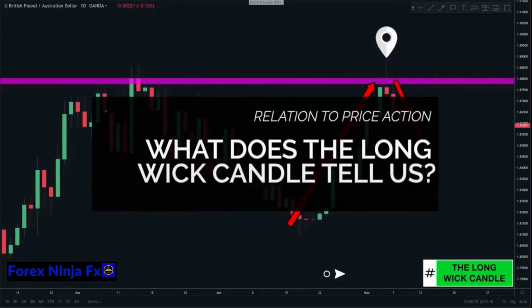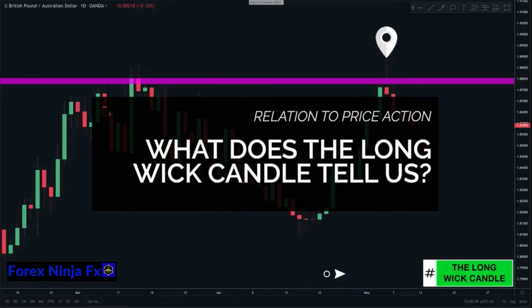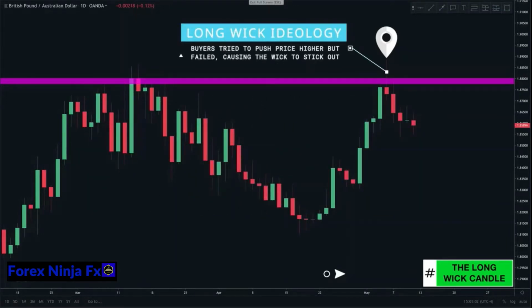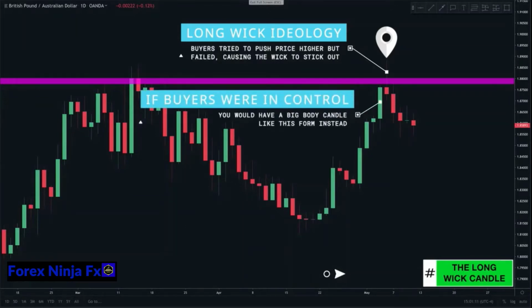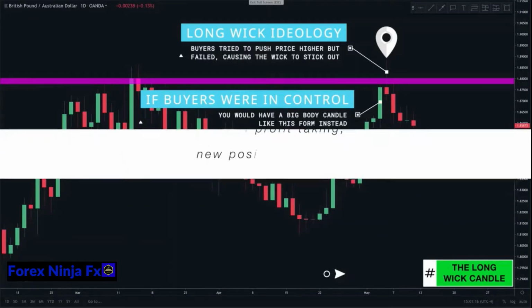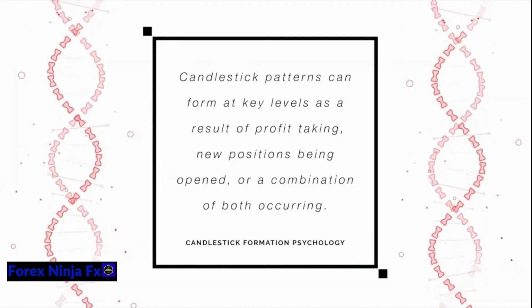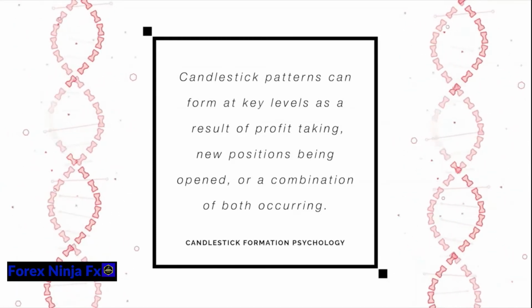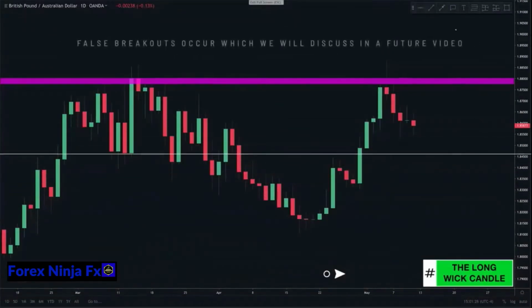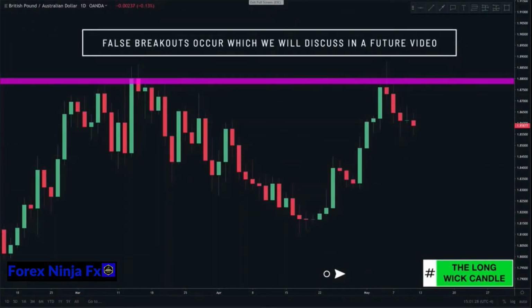So what does the long wick candle tell us in terms of price action? The long wick shows that buyers tried to push price higher but failed, causing the wick to stick out. If buyers were in complete control, then you would have a candle that looked like this form instead, with a big body showing momentum. These long wick candles can form as a result of profit taking at these key levels, as well as sellers stepping into the market. Now, there are also false breakouts that occur, but we will discuss that in another video. So let's show this again.